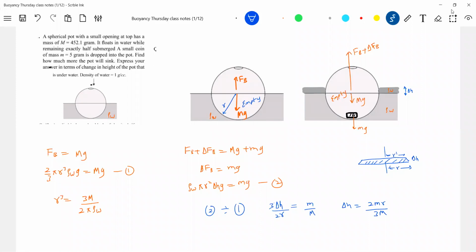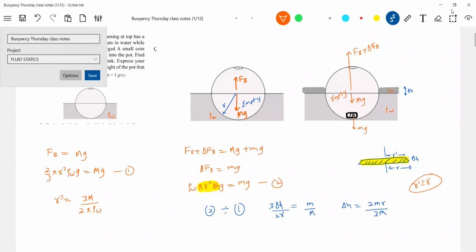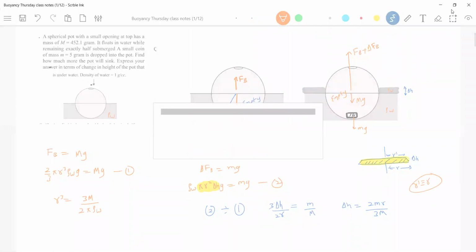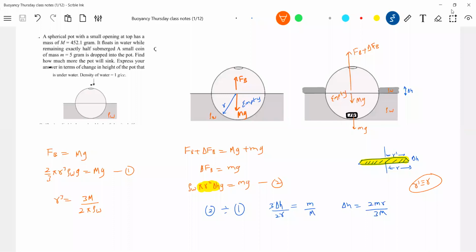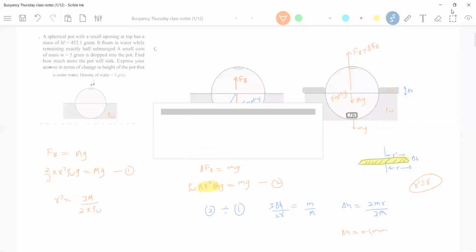Okay, I think the biggest trouble for you is how come volume immersed is this much only? I know that there's a volume immersed. Delta H is so small that almost we can assume it to be circular disk. Fine. You check answer later on. I'll just give the data. 0.4 millimeter.